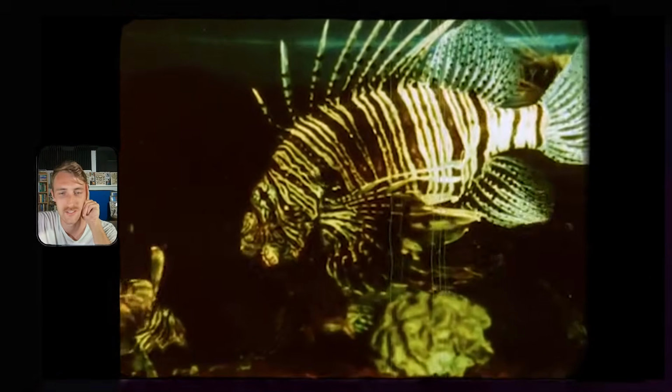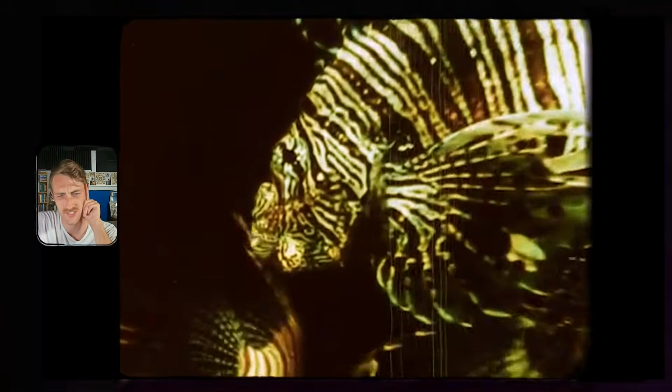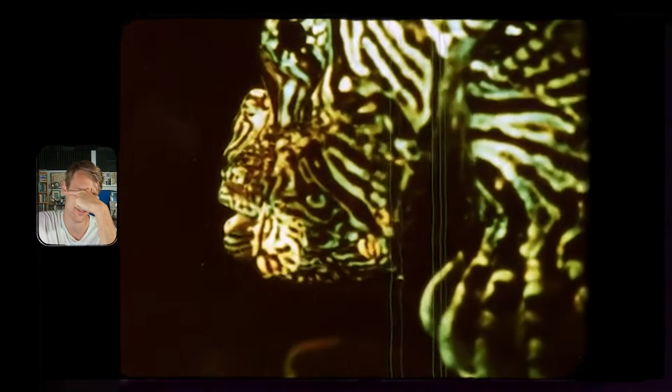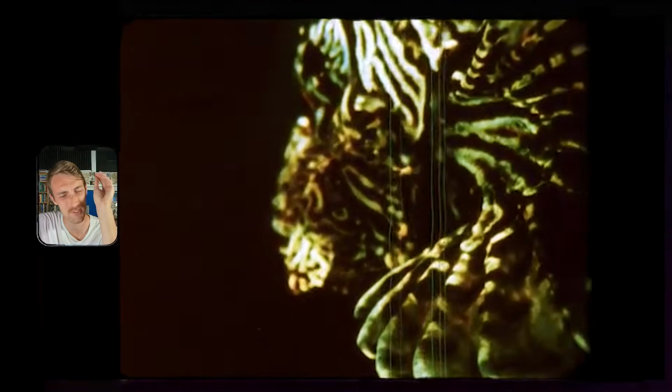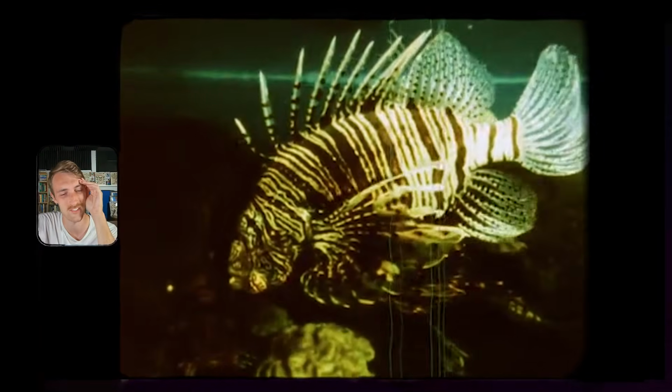Whoa, this is a crazy fish. What is this? What are these? Boxer fish? There's some sort of fish that's invasive. I don't know what it is.